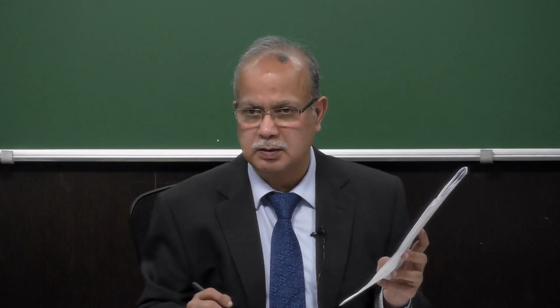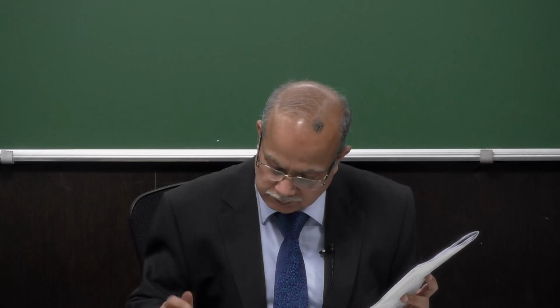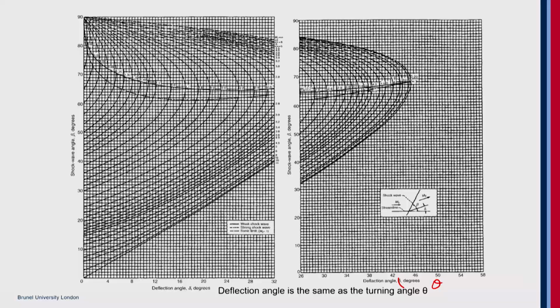If you want to make some small notes, on the x-axis you see the deflection angle. Deflection angle is the same as the flow turning angle. In the NACA table they use delta, we use theta. So if you want, you can strike it and put theta there. So this is the flow turning angle, theta. Deflection angle is the same as the flow turning angle. And on the y-axis, the shock wave angle is given as theta, we used beta. So you make a note of that also.